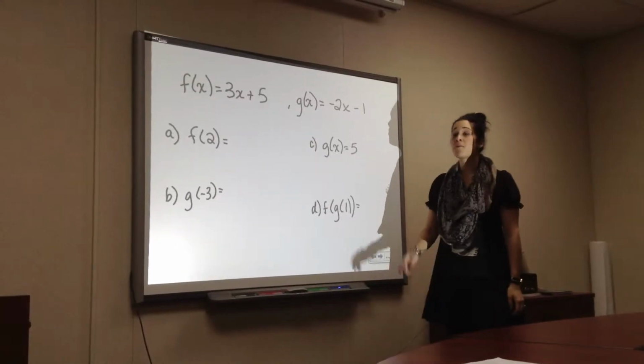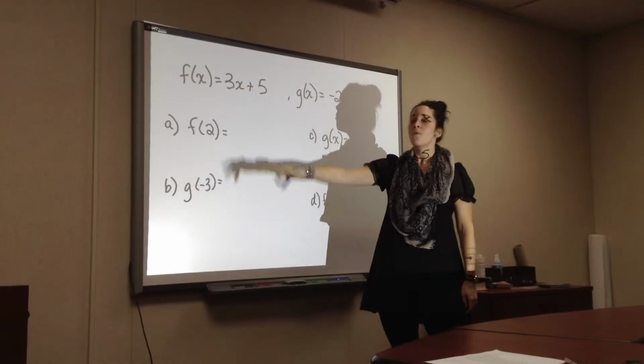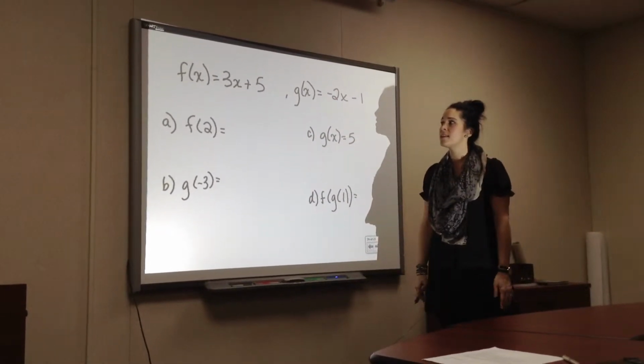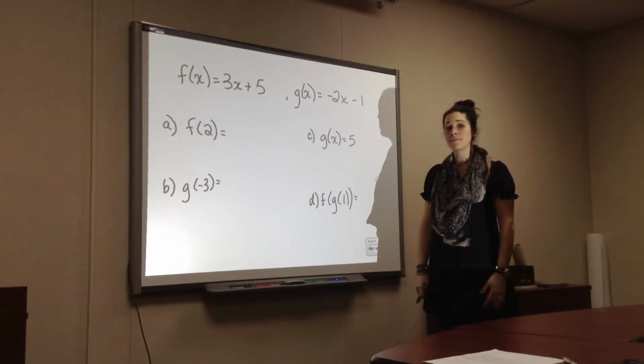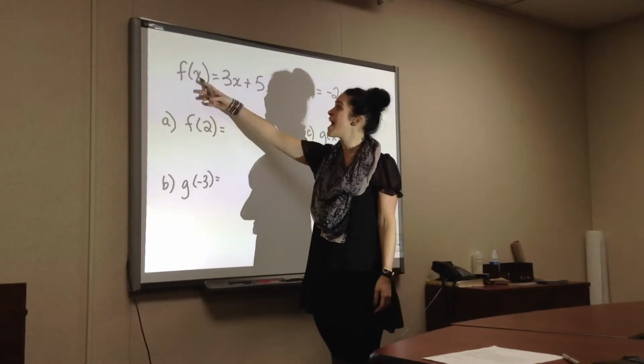All right, so here we're working with equations that are functions. And so instead of seeing the y here, we see f of x or g of x. It doesn't really matter. We're just representing these equations as functions. Okay? So if we start here, we have f of 2, meaning that our x is 2.